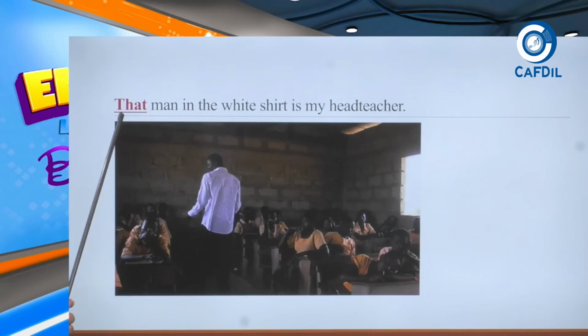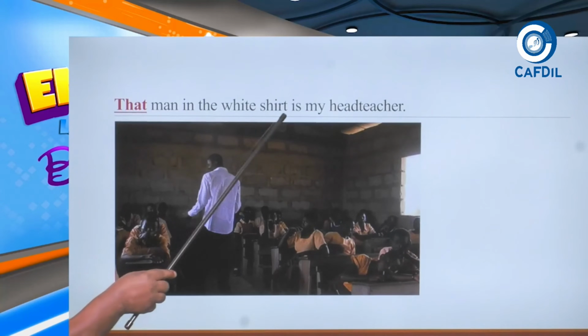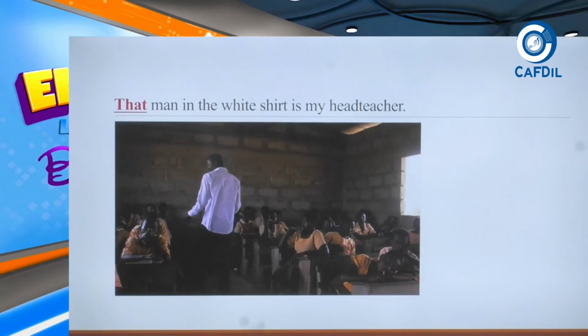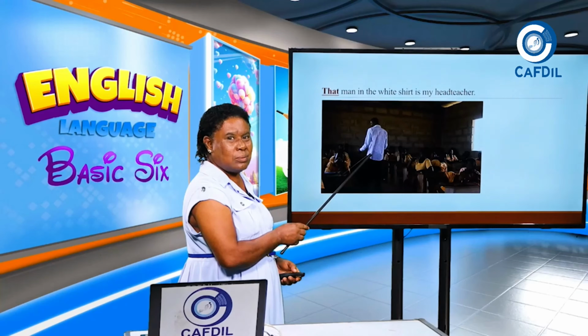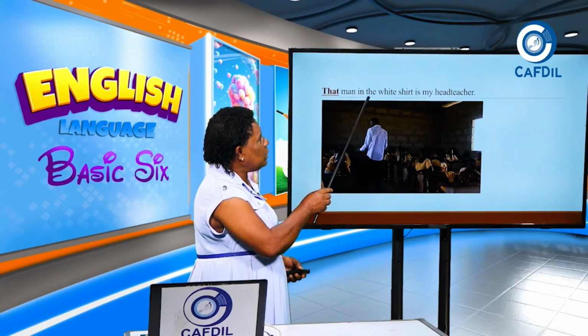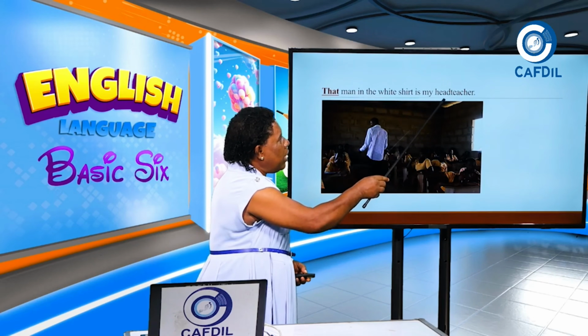Now, that man in the white shirt is my head teacher. And let's look at the picture carefully. This is a classroom, and we see the head teacher wearing a white shirt. So that man in the white shirt is my head teacher.